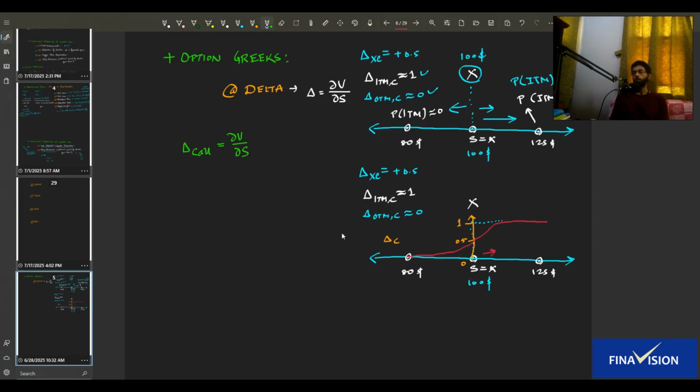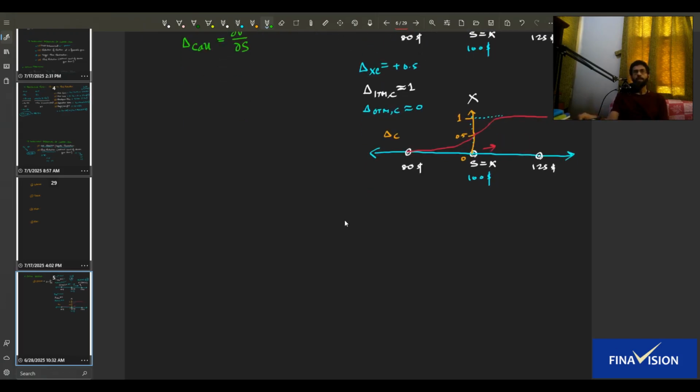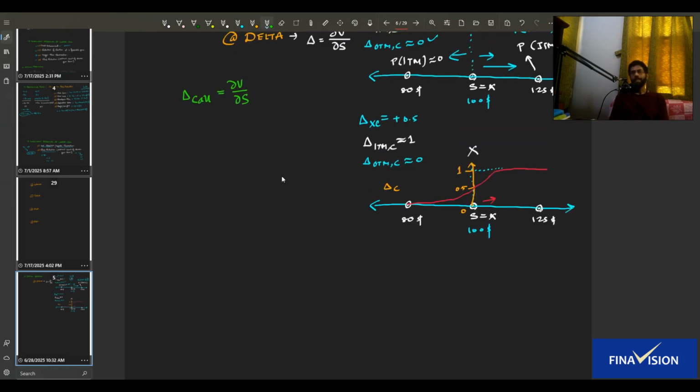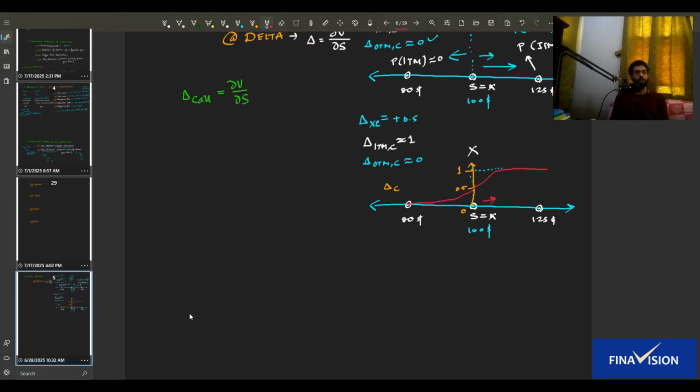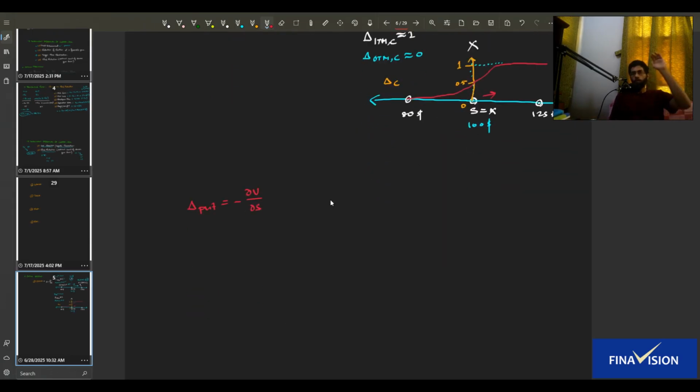Now what about a put option? In case of a put option, friends, when the stock price increases, the value of the put option goes down. And that's why a negative sign is incorporated. Let me write it down here. Delta of a put, the magnitude behaves very much similarly, but a negative sign gets incorporated. This is how it behaves, right? Because when the stock is moving up, the value of the put is going down.